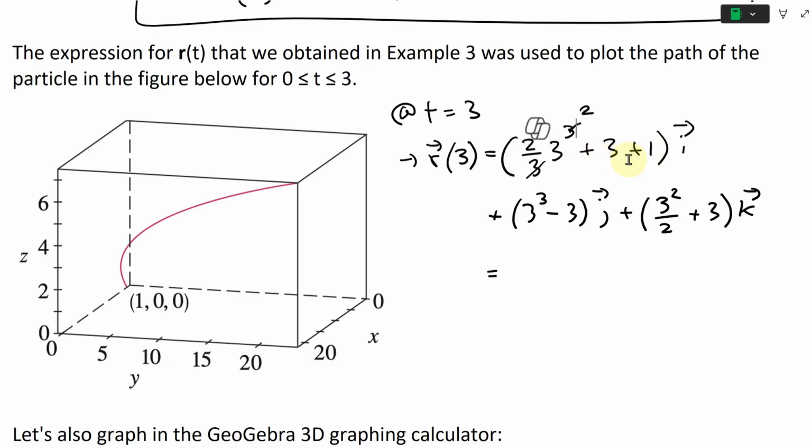So in other words, 18 plus 4 is 22. So 22i. And again, notice there's a 22 there, so it goes to x on the 22 side. And then the next one is going to be the j component. 3 cubed is 27, minus 3 is 24. 27 minus 3 is 24.